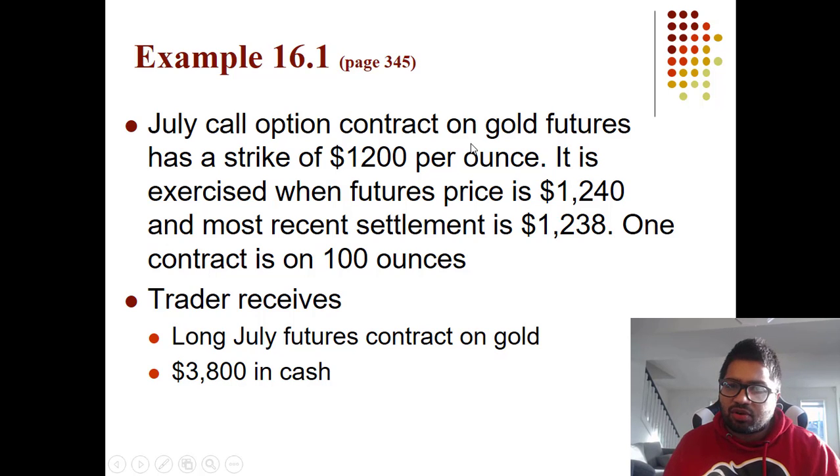A July call option contract on gold has a strike price of 1200. It is exercised when the future is 1240 and the most recent settlement is 1238. One contract is 100 ounces. The trader takes a long position in futures contracts and gets $3,800 in cash. How? Future price minus strike price, so $40 per contract into 100 ounces.